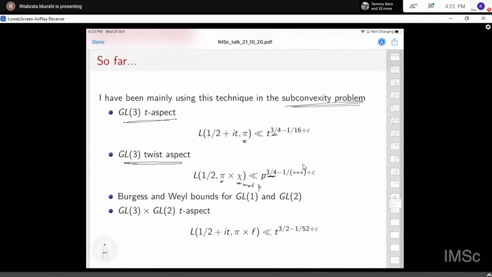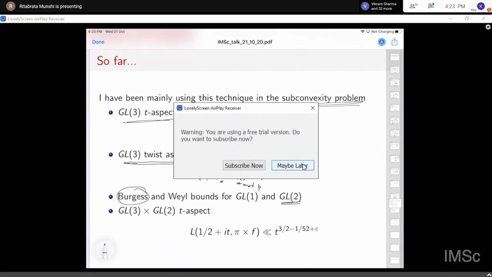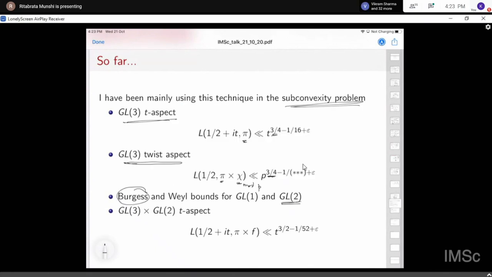Okay, as you saw, I proved the Burgess bound using that trick for GL2. You can use the same thing to prove the Burgess bound for GL1, the usual Dirichlet L function. You can use the same approach to get the wild bound for GL1 form and GL2 form. And also, if you look at the GL3 times GL2 Rankin-Selberg convolution, I used the same approach to get the t aspect bound for this degree 6 L function. So that was the last thing that I did.